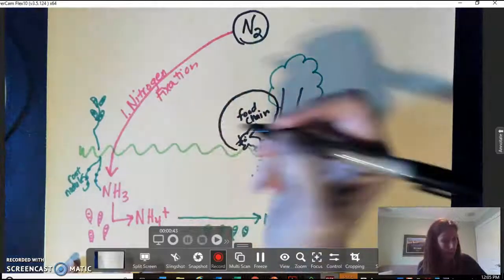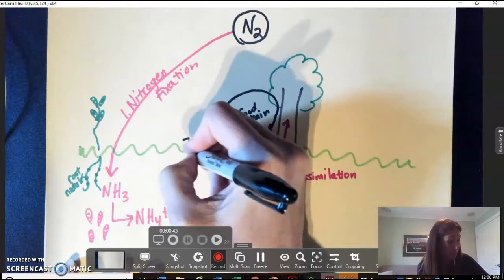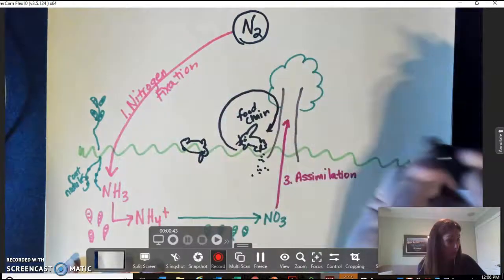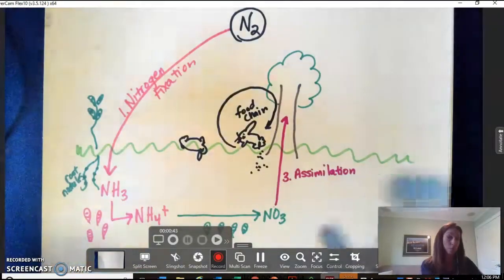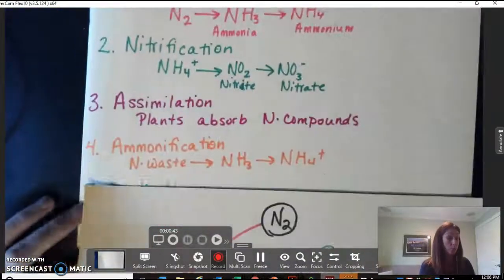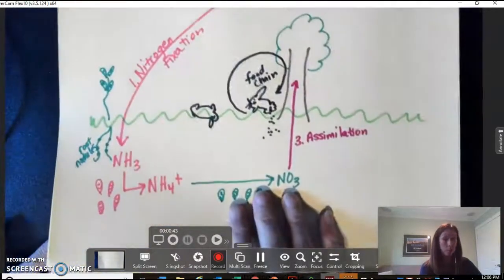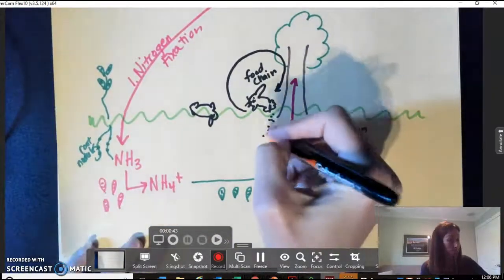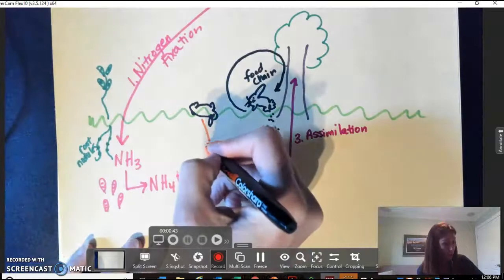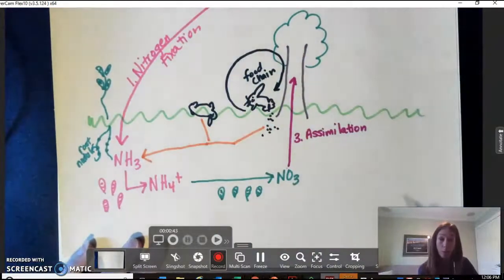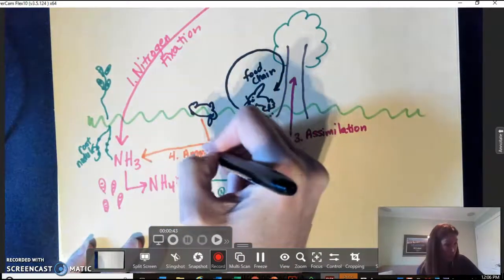but also through death and decomposition. So I'm afraid I'm going to have to kill this bunny. Just put a little X there. So through decomposition, what occurs is that those nitrogen compounds will get recycled through in a process called ammonification. So here, our nitrogen wastes and our decomposition will go back to ammonia through our fourth process of ammonification.